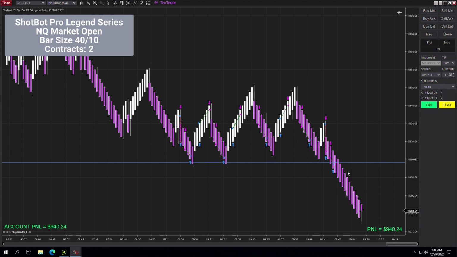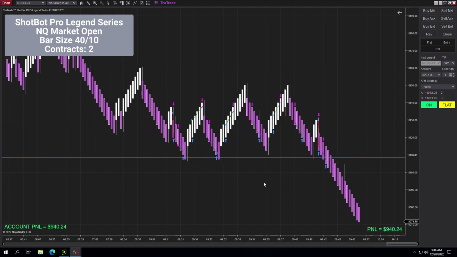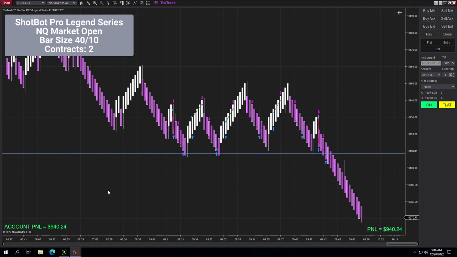Even if I did have a runner here, I would have gotten taken out from this wick. I don't know if it was stop hunting or whatever, but it was a pretty big wick, so I would have gotten stopped out anyway. I do wish I did put the runner on, but it's okay. We're profitable right now. I may take one more trade.